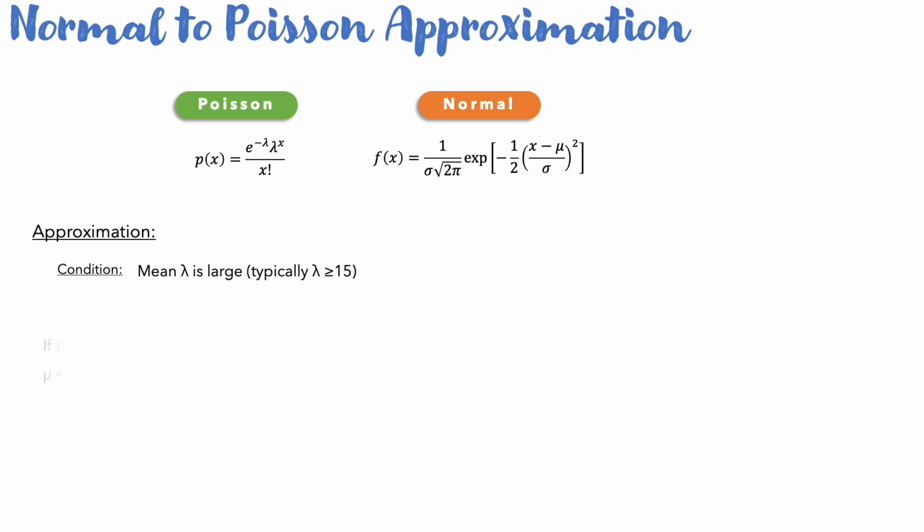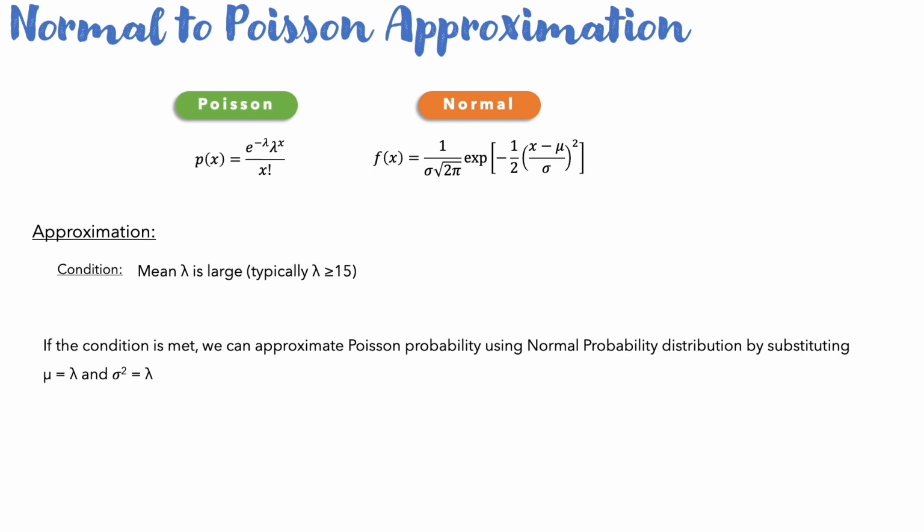So how can we apply that? In order to apply that, we replace mu with lambda and sigma square with lambda in the normal distribution. So we will replace both of them with the value lambda, and this is what we get. This is the formula that we can apply, the transformed formula of normal probability distribution, for approximation of probability in Poisson distribution.